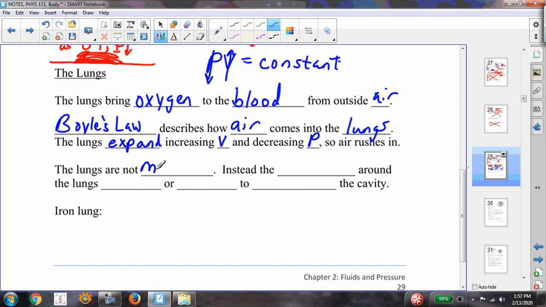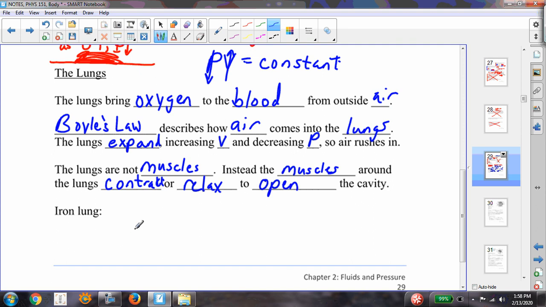The lungs are not muscles. They're really just sort of bags that are inside your chest. So instead, the muscles around the lungs will contract or relax to open or close the chest cavity, to open it up or to make it smaller.